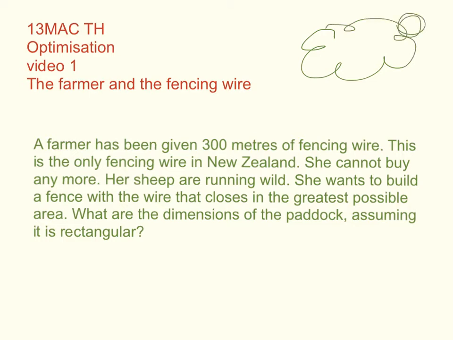Okay, so the sheep are running crazy. She needs to use her fencing wire, and she wants to build as big a paddock as she can. So the fence that she builds is going to fence off some kind of rectangle. Your mission is to work out the dimensions of the paddock, assuming that it's rectangular. Okay, so I want you to have a go at that problem without me giving you any hints, and then hit continue on the video when you've given it a try.